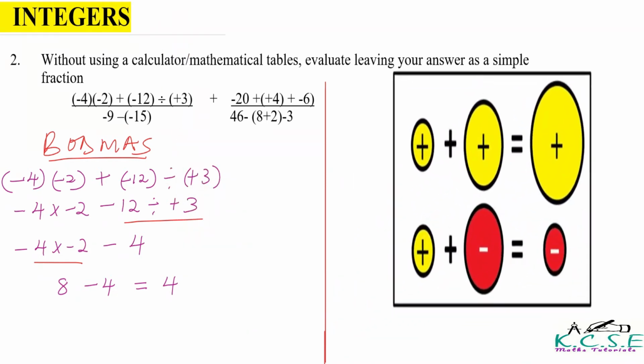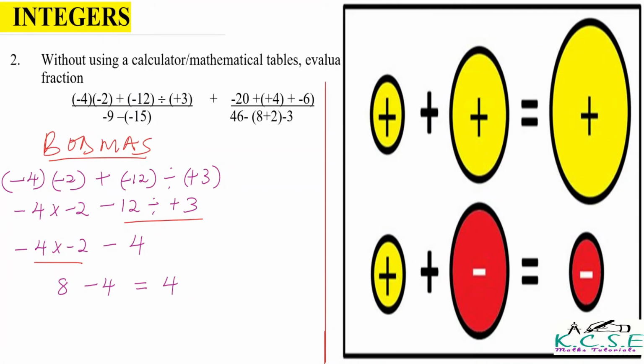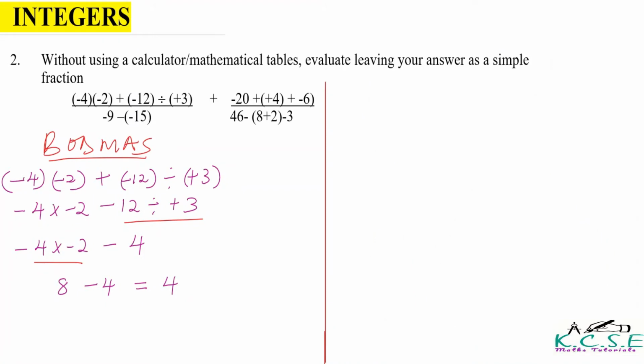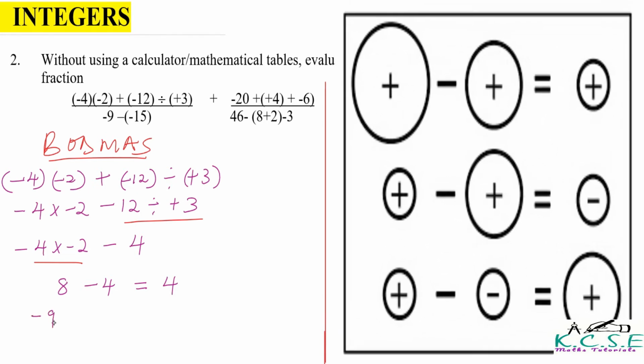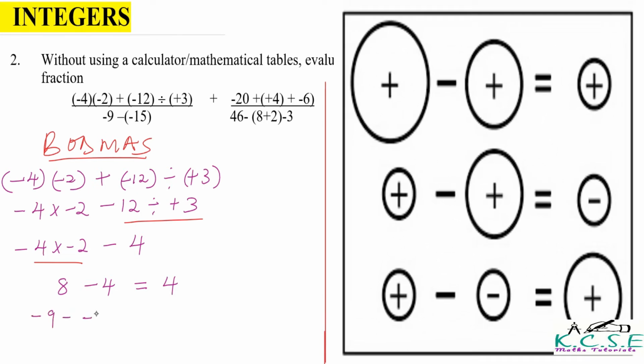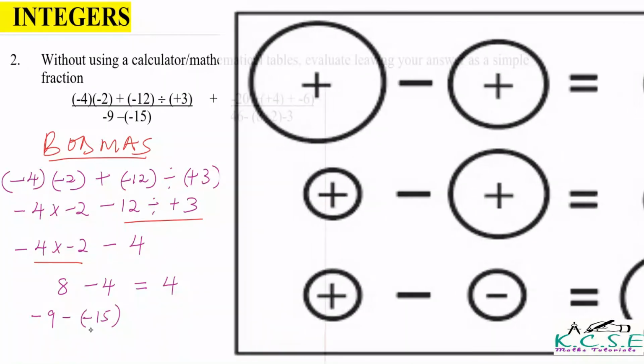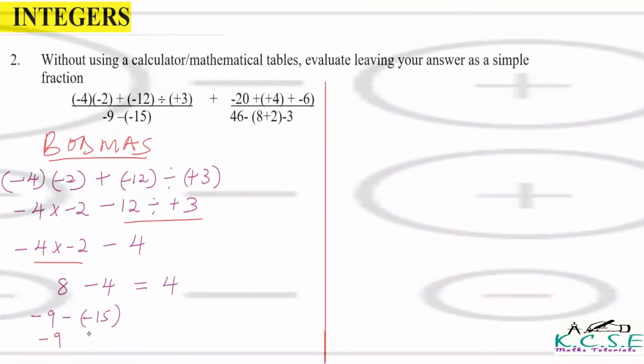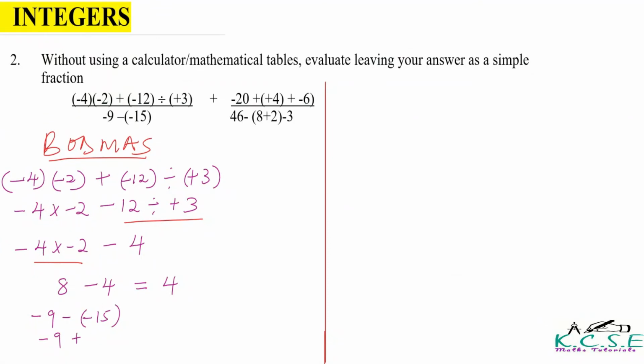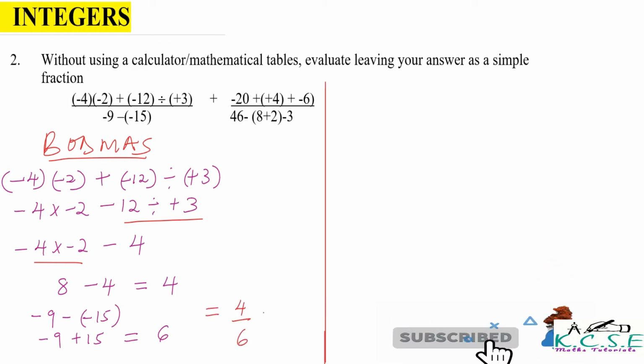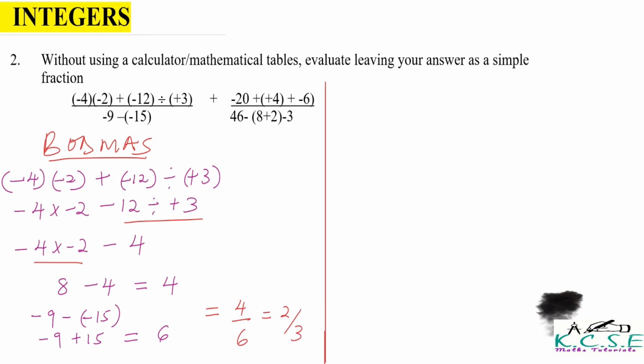Now the denominator gives negative 9 minus 15. So we open this bracket, this will be negative 9. Negative times negative will give positive, and this gives negative 9 plus 15, this gives 6. Therefore, the solution on the left hand side will be given by 4 divided by 6. All this simplified will be 2/3.